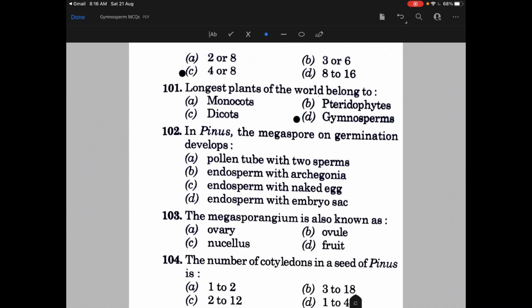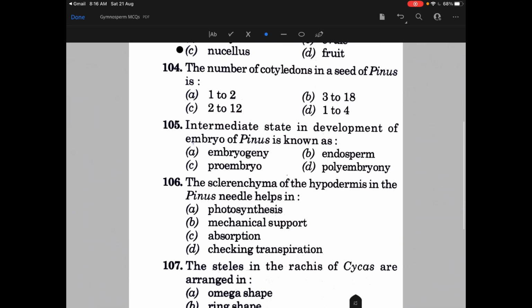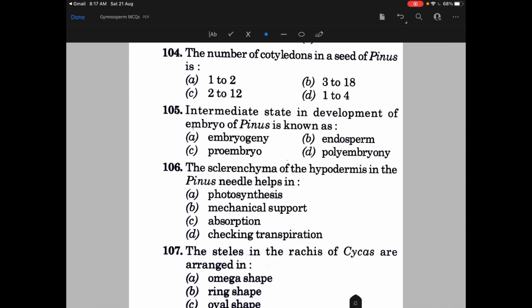In Pinus, the megaspore on germination develops dash? The answer is B, that is endosperm with archegonia. The megasporangium is also known as dash? And the answer is C, that is nucellus. Next, the number of cotyledons in a seed of a Pinus is dash? And the answer is B, that is 3 to 18.